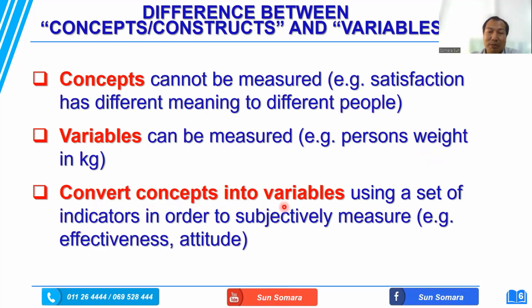Convert concept into variable. Okay. So we can say that since a concept cannot be measured, to include it in the study you need to convert it into a variable here, using a set of indicators in order to subjectively measure, for example, effectiveness and attitude. So in this part we need to convert a concept into a variable by using a set of indicators to measure. This part we are going to discuss in the next slide as well.